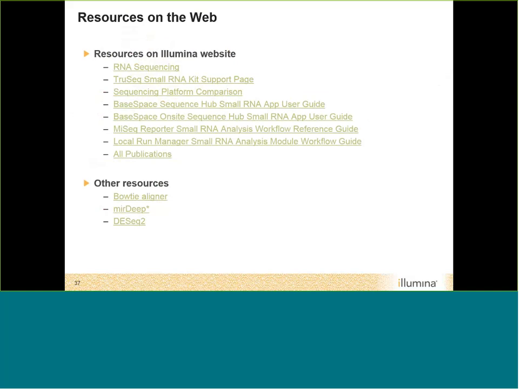And then finally, you can find a list of publications on our website. If you click on that All Publications link, it could be helpful in your experimental design. Then we also have a list of the resources used by the analysis tools that I mentioned. So for alignment, we use the Bowtie Aligner, and if you want to learn more about that, you can click on the link here. The BaseSpace analysis options also use miRDeep and DESeq2, so if you want to know more about those tools, click on those links.